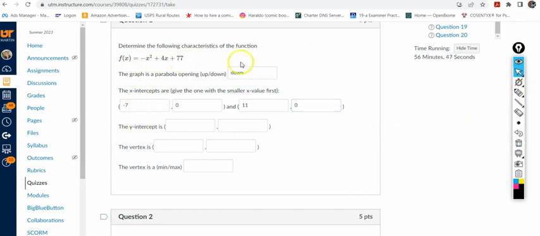Now for the y-intercept, well, there's two ways of getting it. When it's in this form, the y-intercept is just the constant term. So the y-intercept is going to be the point 0, 77. Or, same thing, the y-intercept is found at f evaluated at 0. And of course, these terms go away and I get 77. So the y-intercept is going to be the point 0, 77.